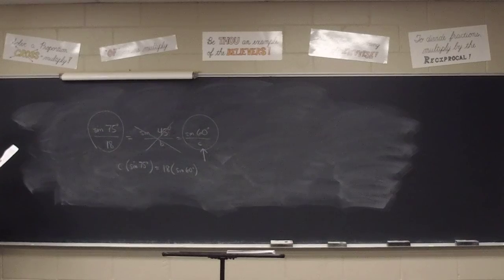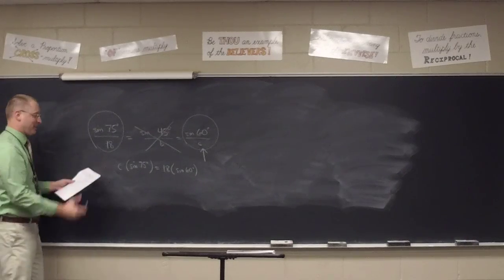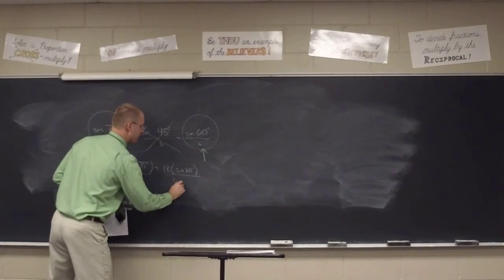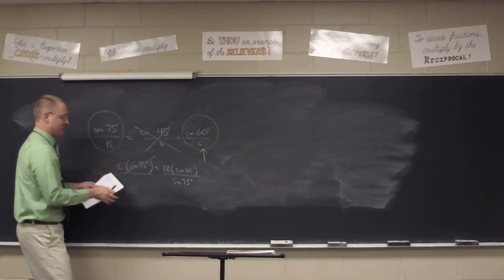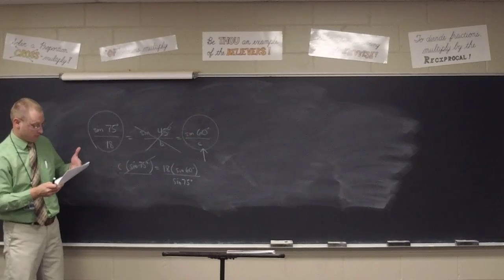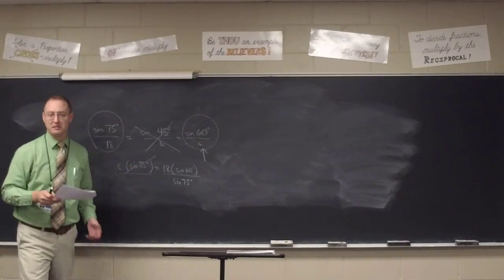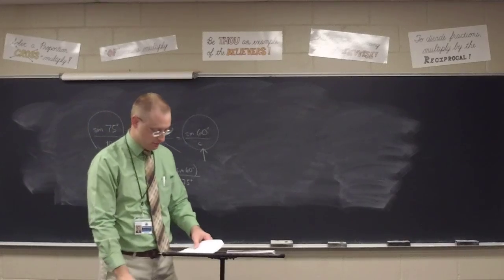Actually, we don't need to, because to get C by itself, what do I have to do? Divide away the sine of 75 from both sides, and they didn't require a calculator. There it is, letter K. No calculator even needed. Oh, okay.